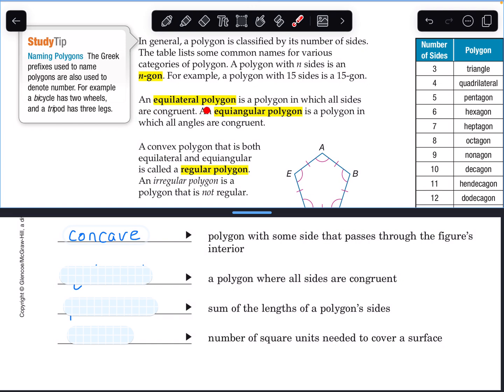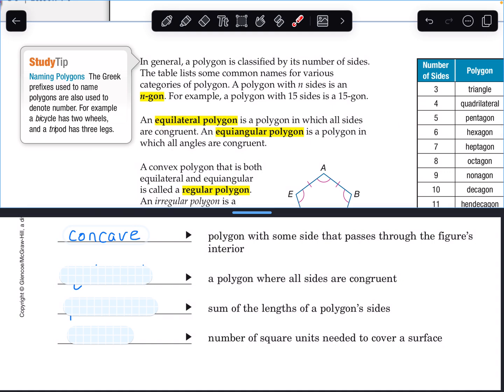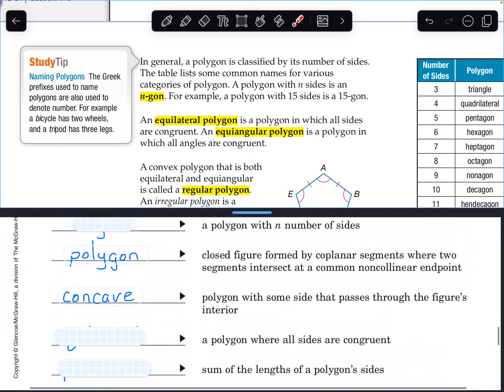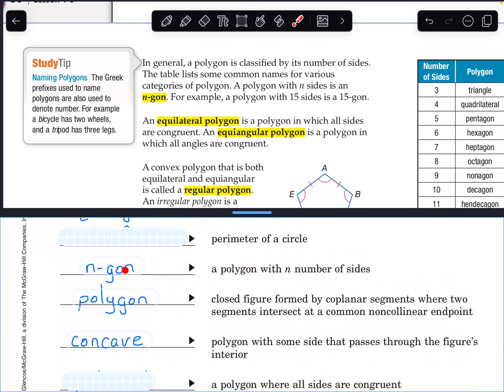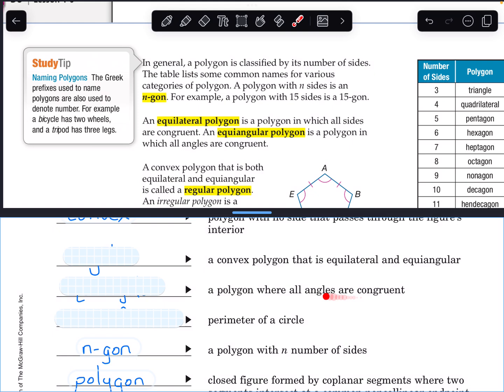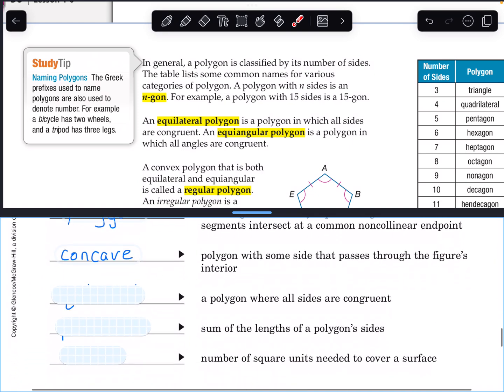An equilateral polygon is a polygon in which all sides are congruent. An equiangular polygon is a polygon in which all angles are congruent. They both start with the word equal, and this one has lateral, like a line, like the side, and this one has angular, like the angles. So let's add, here we go, a polygon with n number of sides is the n-gon. And a polygon where all angles are congruent is equiangular. A polygon where all sides are congruent, equilateral.